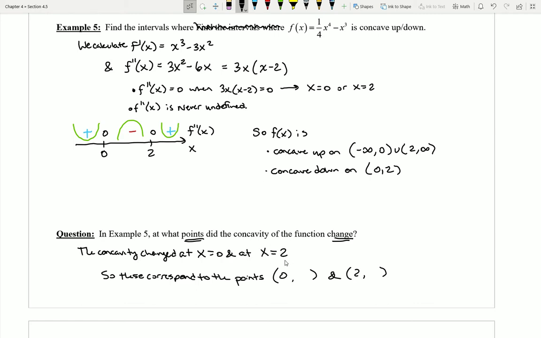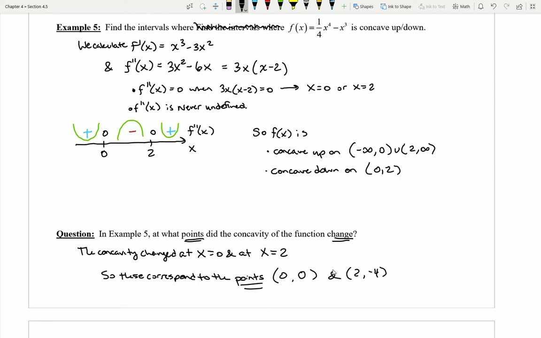Now, of course, if I'm looking for points on the original function, I would have to take the value of 0 and the value of 2 and plug them into my original function to get the corresponding y. Now, plugging in 0 is really easy here. Plugging in 0, I can see that I just get back 0. Plugging in 2 is a little bit more annoying. Notice 2 to the 4th power is 16. 16 over 4 would be 4. And then 4 minus 2 to the 3rd, which is 8, is going to leave me with 4 minus 8. That's negative 4 as a grand total. So these right here are, again, points, not intervals, but points on the graph where the concavity changed.